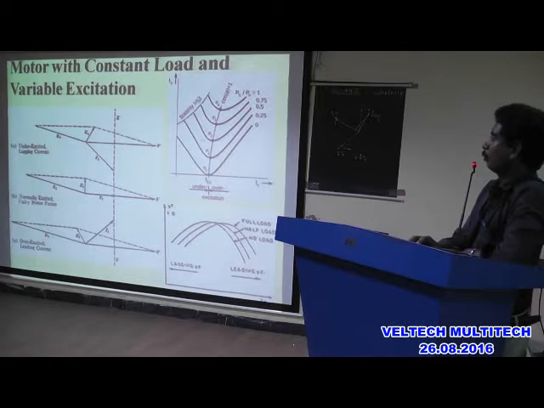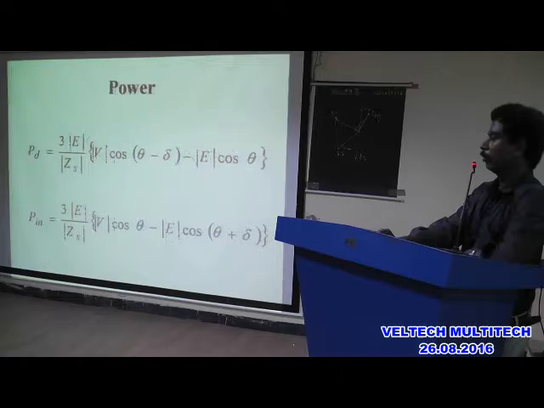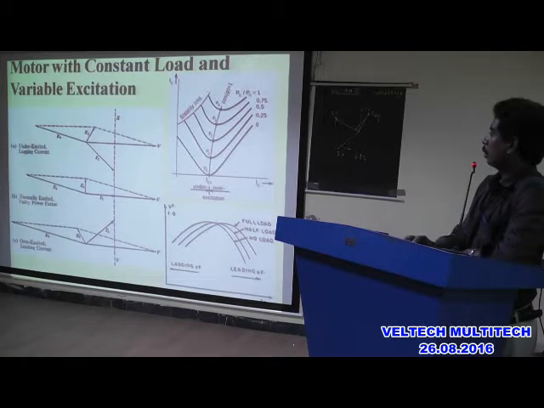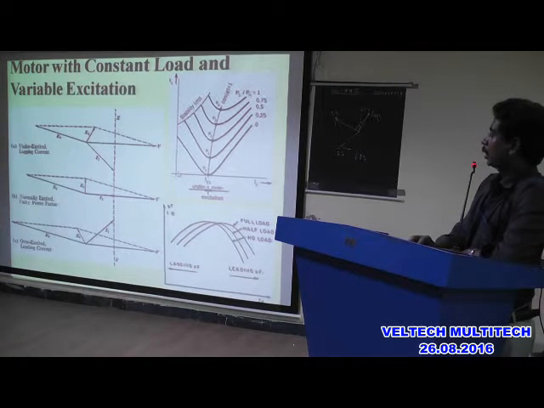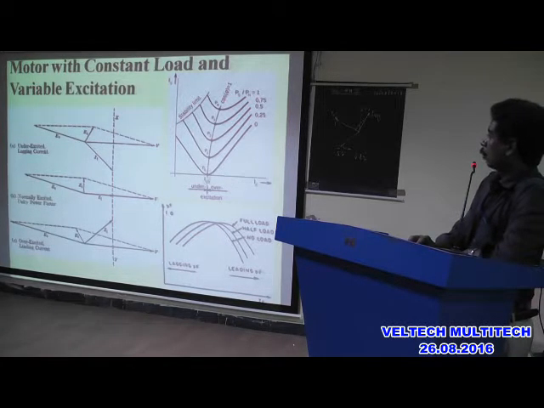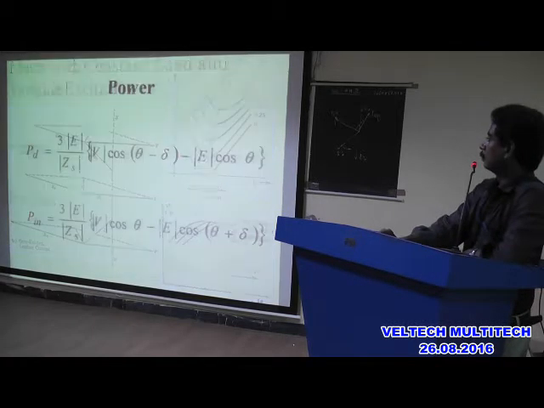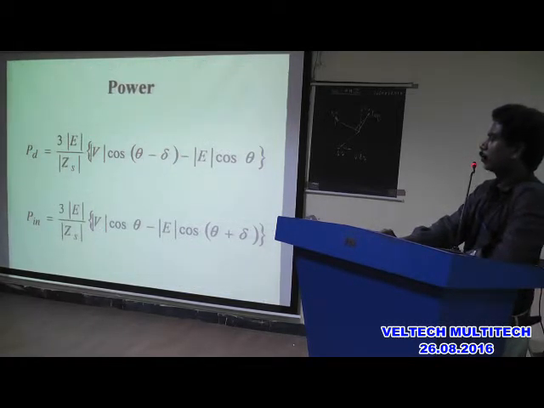So this is the V curve. This curve looks like the English letter V, that is why it is called the V curve. Then the inverted V curve. Here, even with under excitation, the motor takes more current. With over excitation also, the motor takes more current. At one point the motor takes minimum current. That point is called the unity power factor point. Then this is the power expression, input power and power developed expression.